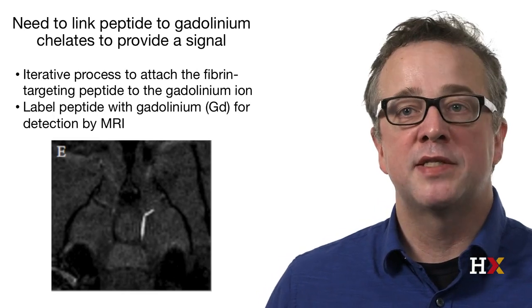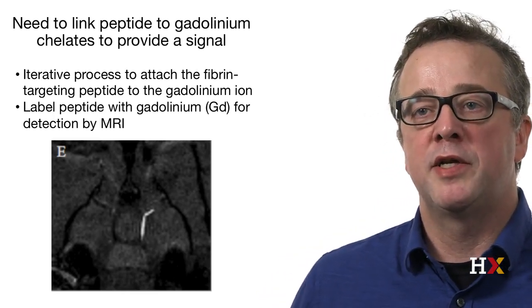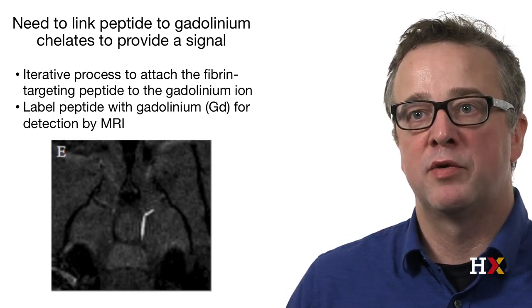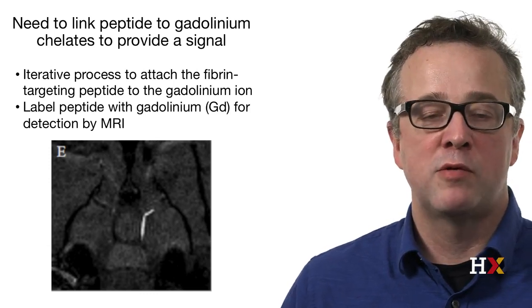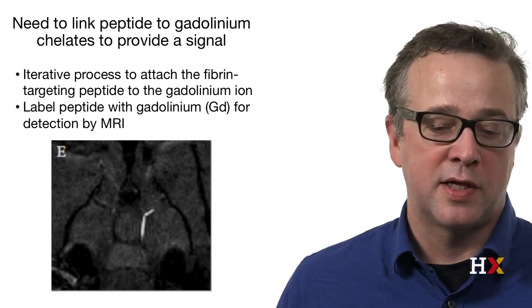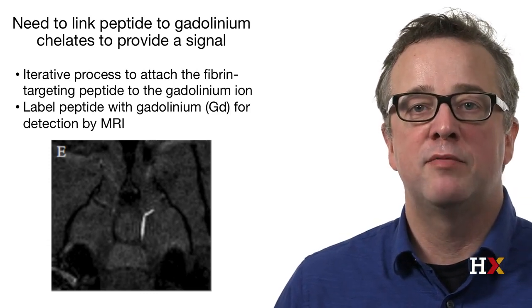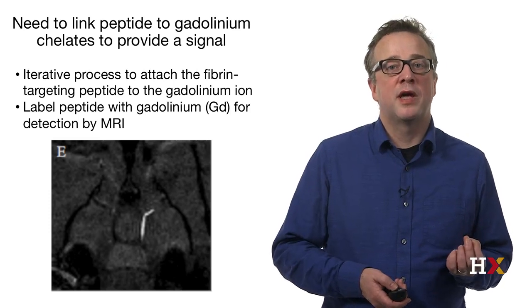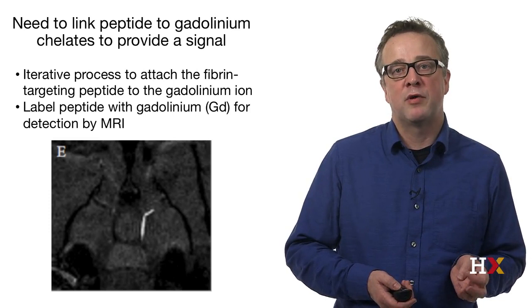So the next step was really to take these two things and put them together. We've got a peptide, and now we need to link to it these gadolinium chelates to provide MRI signal. And this is sort of an iterative process where we want to link the chelate in a way in which we don't impact the binding to fibrin and don't impact its metabolic properties. We did this, and then we had a molecule that was sensitive for detection of thrombus by MRI.